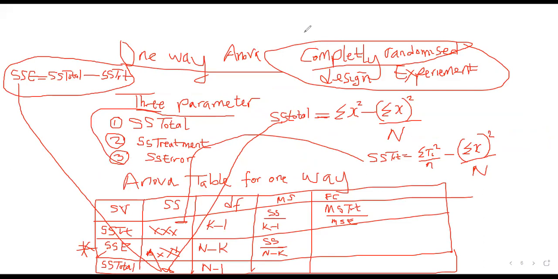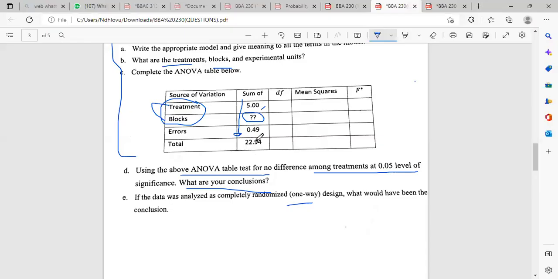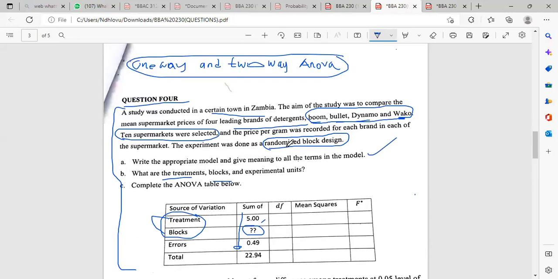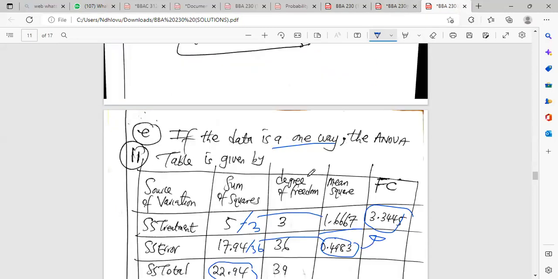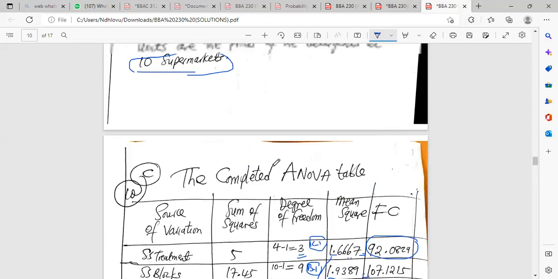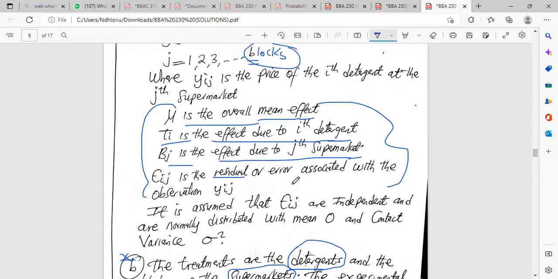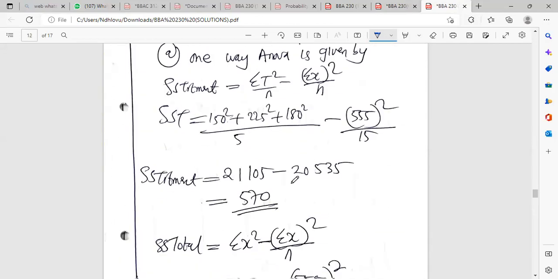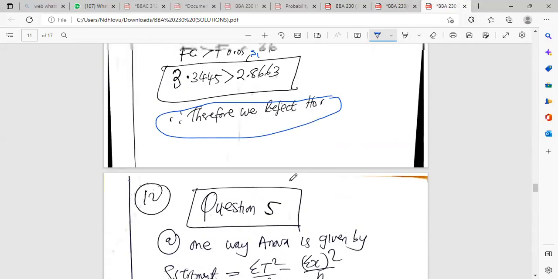Have I answered your question? Yes, sir. Okay. So this is what goes on here. So we have answered question 4. You just need to go through these solutions that should be sent to you, so that you can go through question 4 thoroughly. Now, let me just quickly look at question 5.